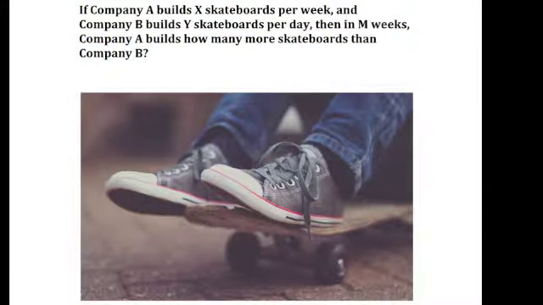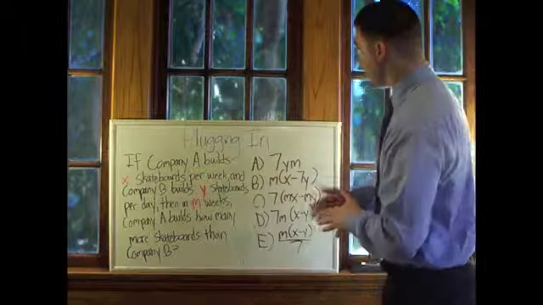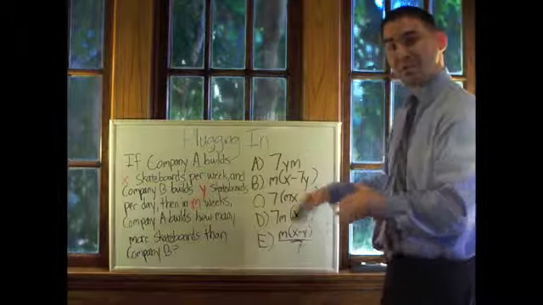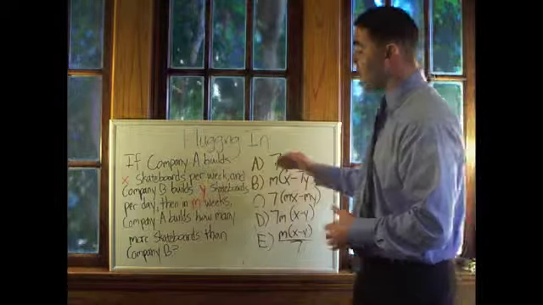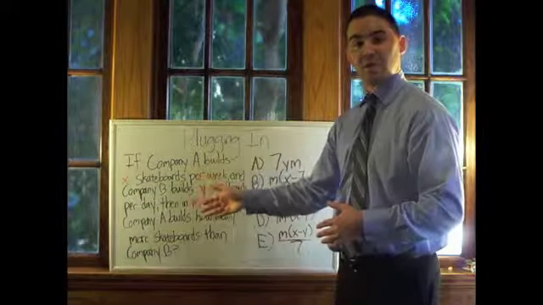It says, if company A, in this example, builds X skateboards per week and company B builds Y skateboards per day, then in M weeks, company A builds how many more skateboards than company B? Now notice right here that the answer choices are not actual numbers like 2 through 10, but they're equations or expressions that describe what's happening in the word problem.